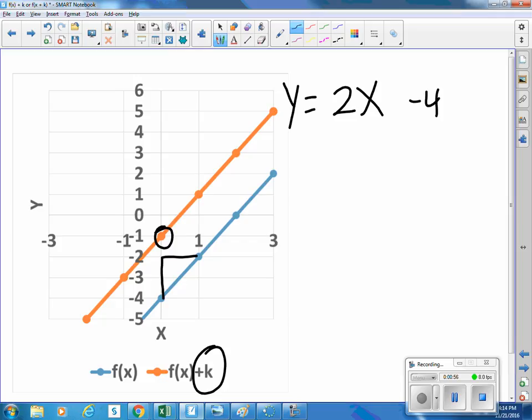So I could say that f of x plus 3. So just add 3 to the function outside the parentheses, and that will just shift that up by 3.